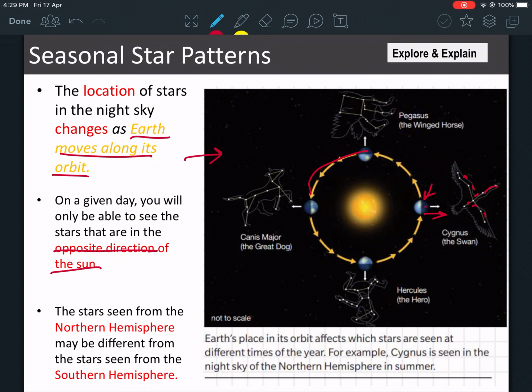Six months later, the Earth is going to be here, you're going to be here, and you'll be able to see these that are in the opposite direction of the sun.